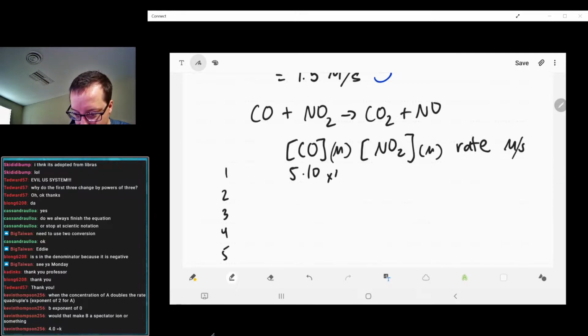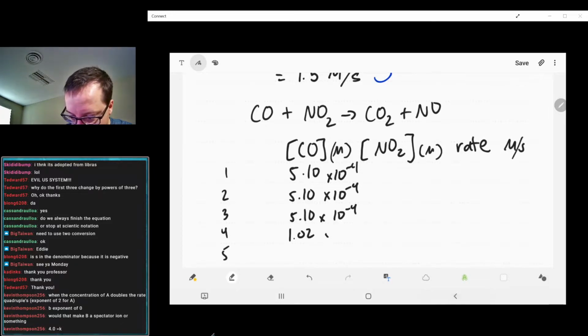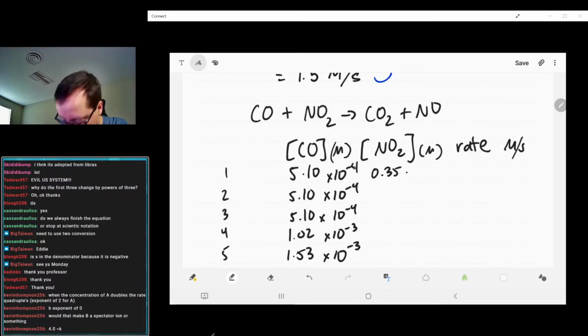5.1 times 10 to the negative 4. 1.02 times 10 to the negative 3. 1.53 times 10 to the negative 3. Great. And then now let's look at the concentrations of nitrogen dioxide. 0.350 times 10 to the negative 4.